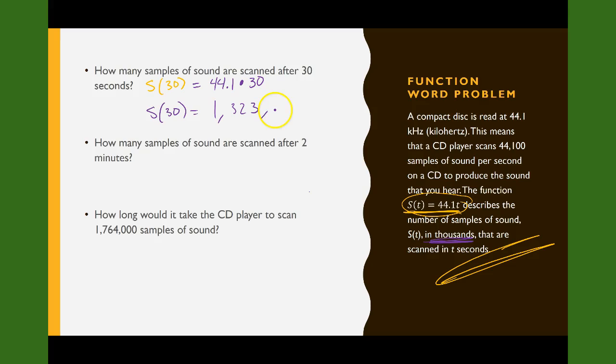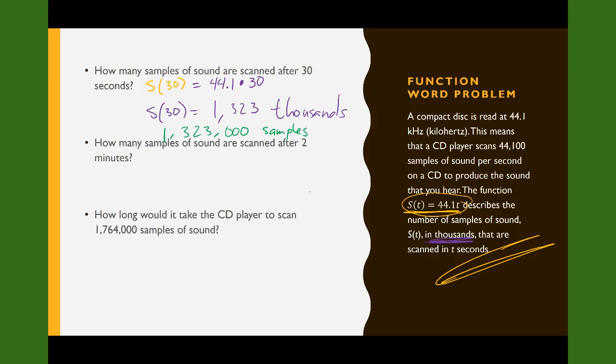So we have to add 3 more zeros because it's in thousands. Or actually, just write the word thousands, because otherwise it will be misleading. The other way to write this is, the final answer would be 1 million, because if the thousands represent 3 zeros, 1,323,000 samples. So a CD scans 1,323,000 samples of sound after 30 seconds.